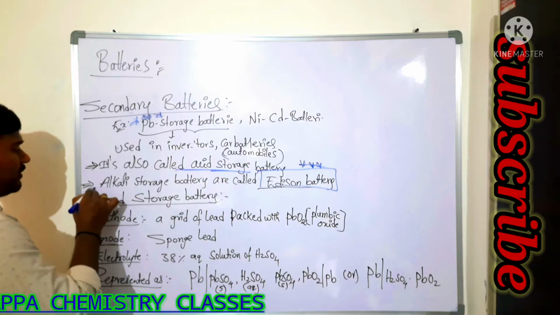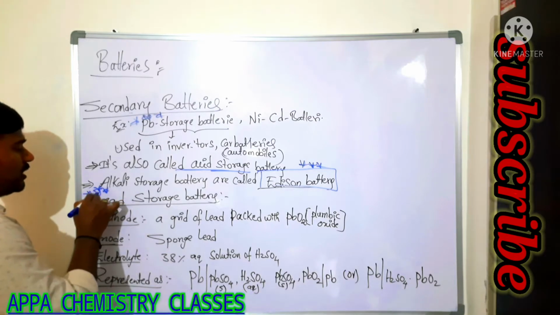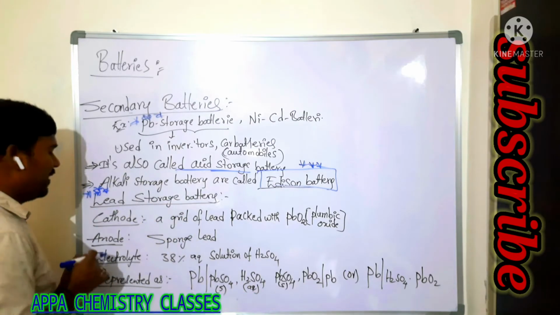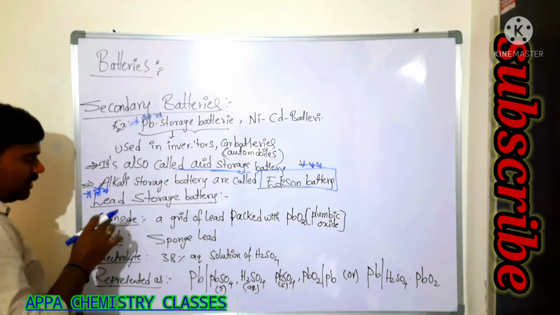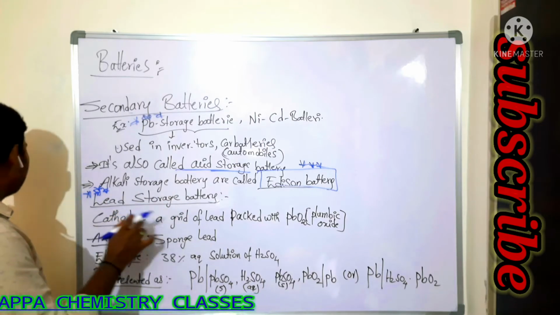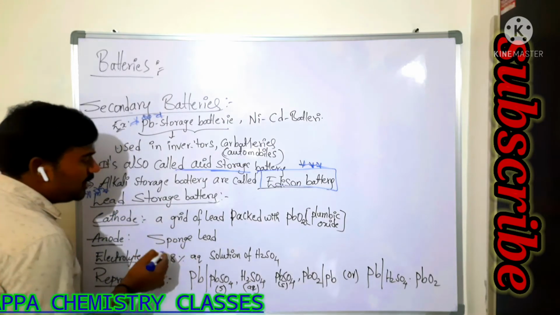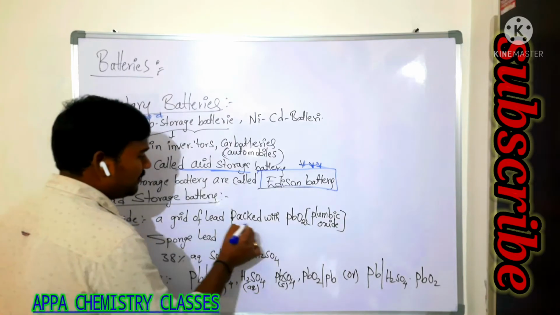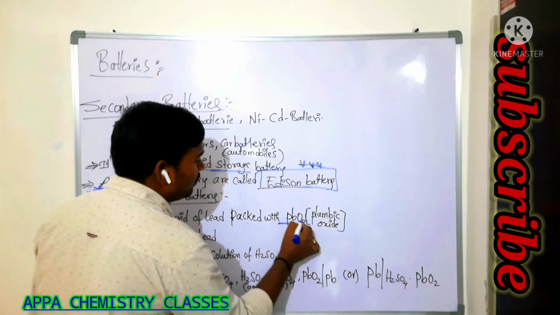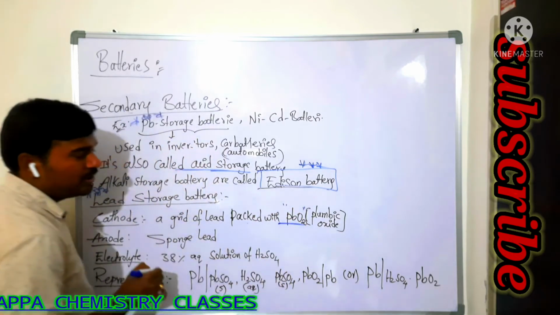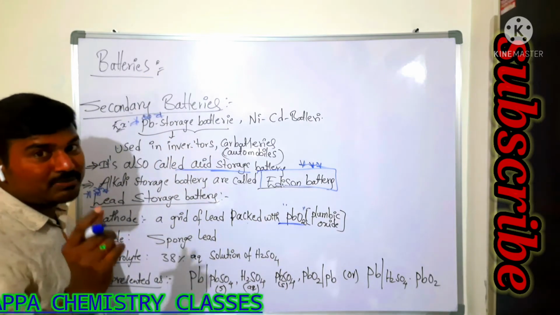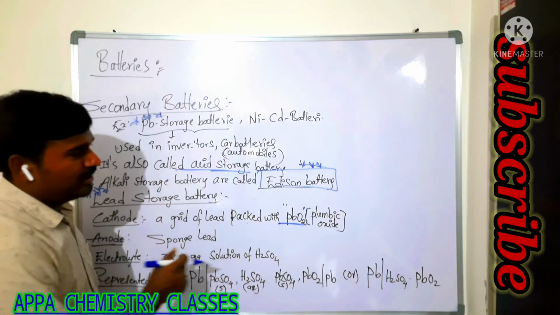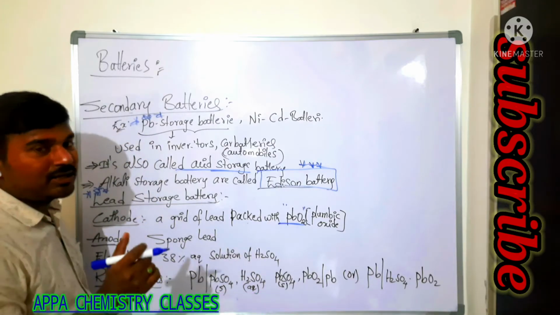Now this is very important. Try to understand the complete picture of the lead storage battery. Now the cathode. What type of cathode are we taking here? We are taking a grid of lead packed with plumbic oxide. That will act as the cathode. A grid of lead packed with plumbic oxide, that is PbO2, will act as cathode.